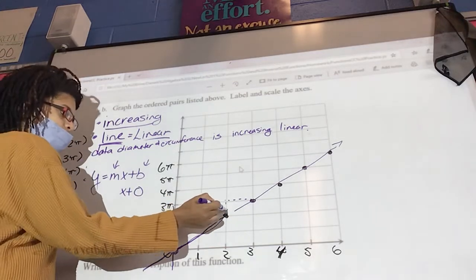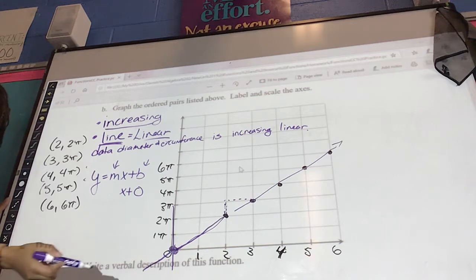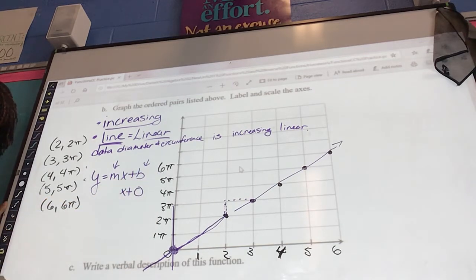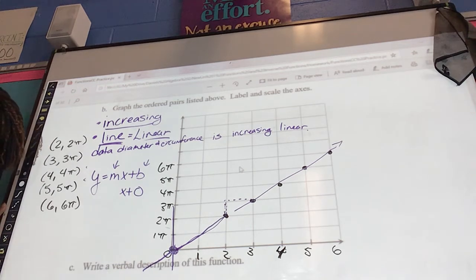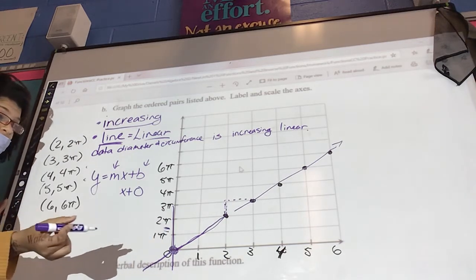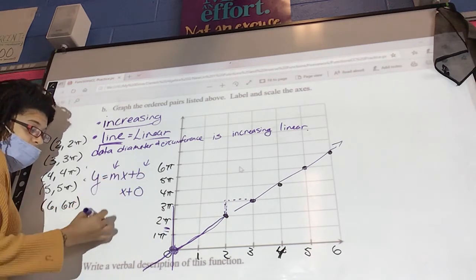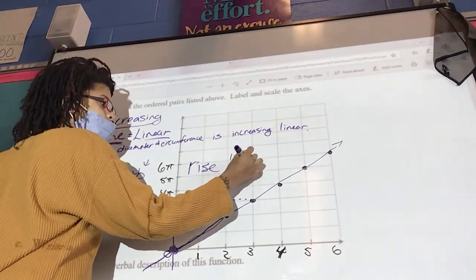How much did it go up? One. One what though? What is this counting by? I don't know. You know what that's called? Nobody knows what this is called? Pi. Yep. So it's counting up by one pi, so the rise will be one pi.